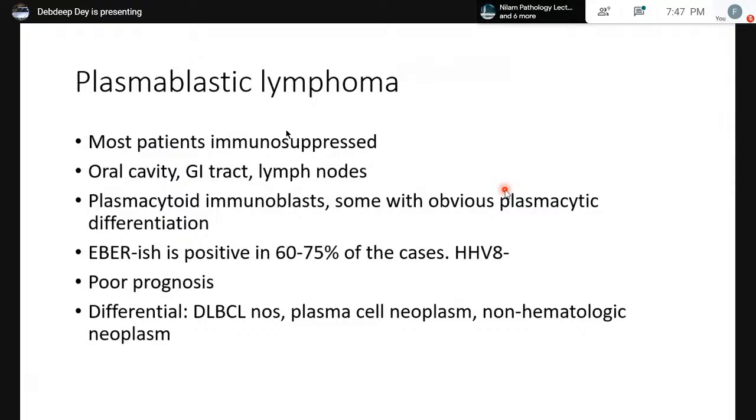EBER is positive in 60 to 75% of cases. HHV8 is negative. This is how you rule out a primary effusion lymphoma if the patient has presented with pleural effusion. And overall, it has got a very poor prognosis. But the important thing is the differential diagnoses: a DLBCL with a plasmacytic differentiation, a plasma cell neoplasm, and non-hematologic neoplasms.